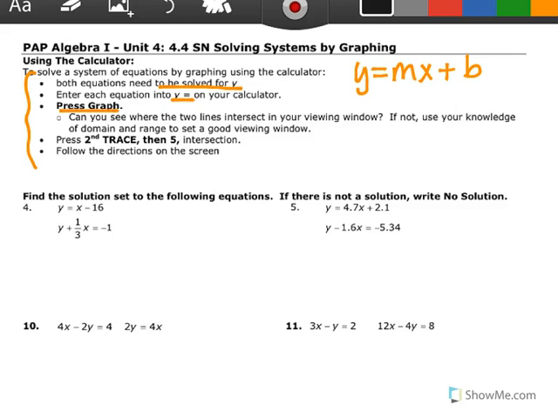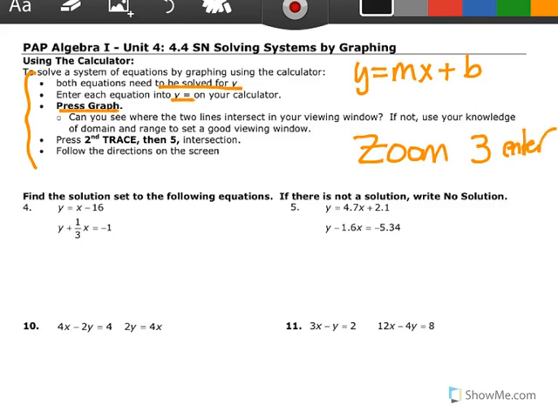intersect. So if they happen to graph like this, I'm going to just make a drawing. Let's say it goes like that and goes like that, and you cannot see the intersection point, then you either need to go to your window and change it or hit zoom and then number 3 to zoom out and then enter to back it up.